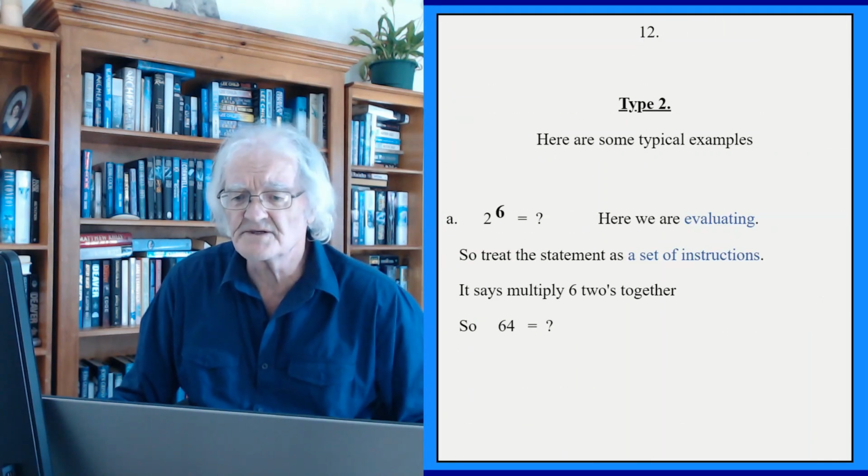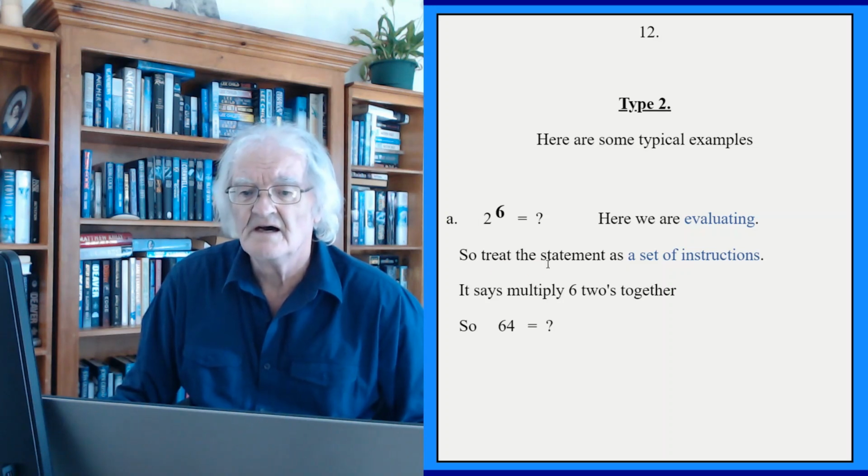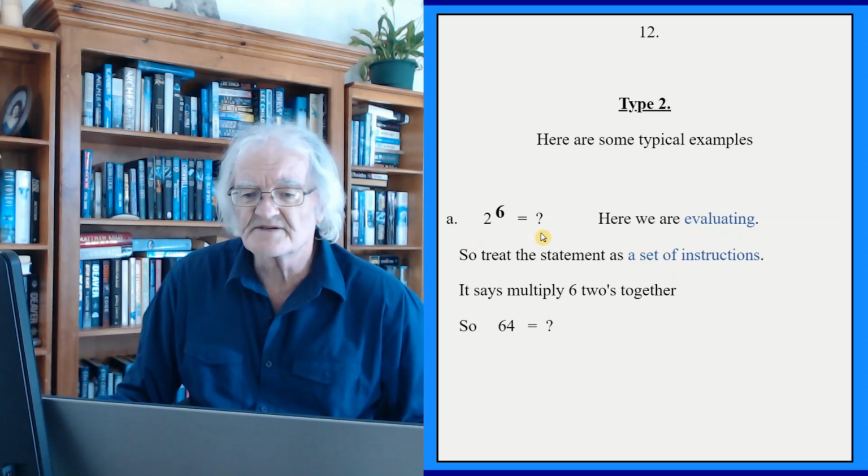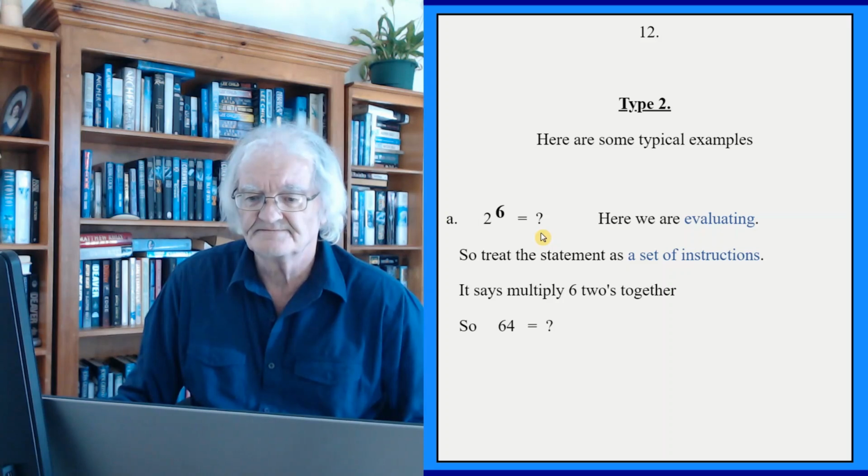Now for a type 2 case, 2 to the 6th is something. Now here we are evaluating. The unknown is on its own. So we treat the statement as a set of instructions. It says multiply 6 2's together. So 64 is the value we wanted.